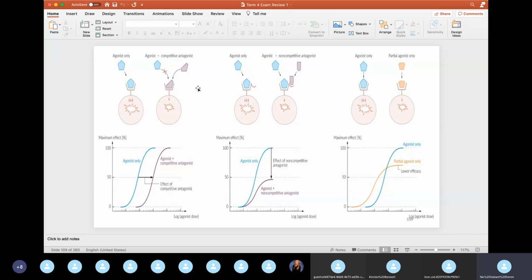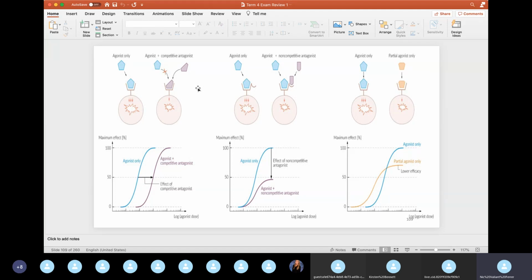So what happens now to your EC50? Does it increase or decrease? Wouldn't it decrease? Look at the graph. Look at the graph. It would increase. It would increase, exactly. Increase in EC50, meaning you decrease the potency.